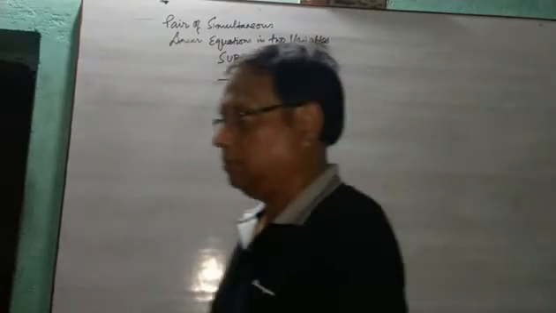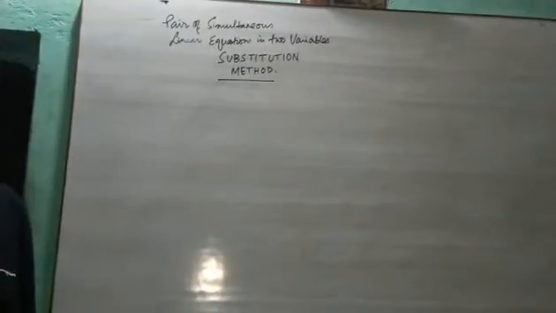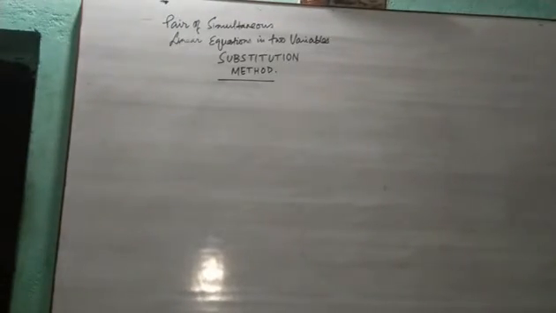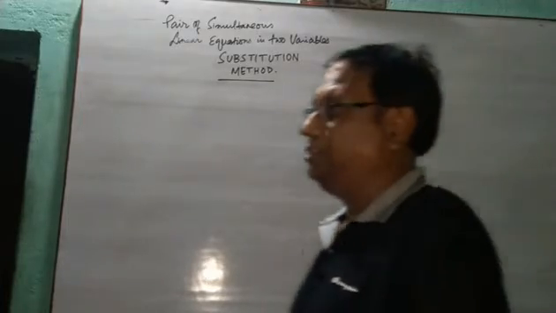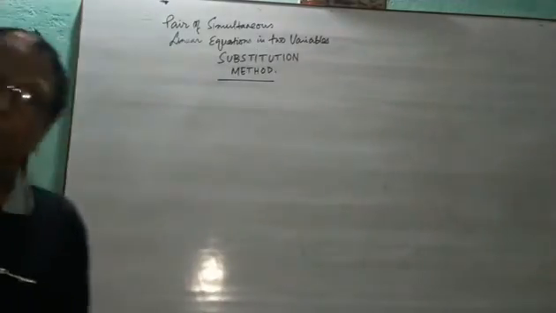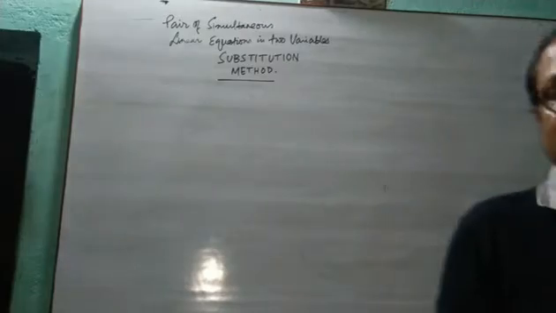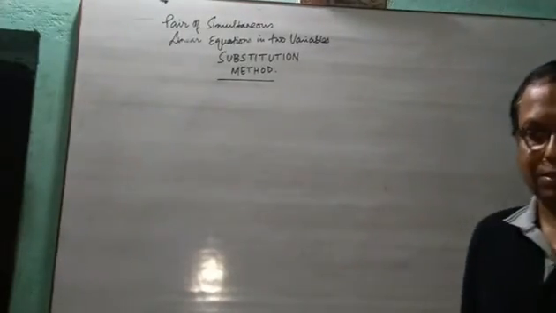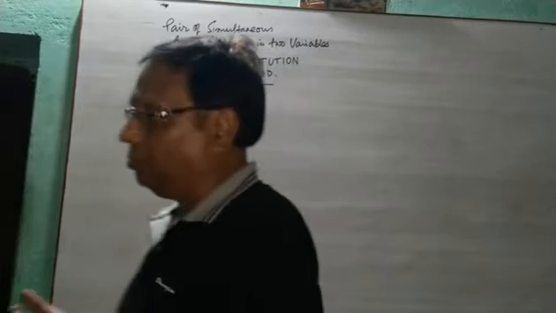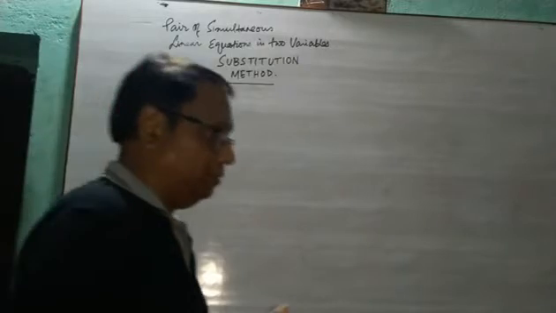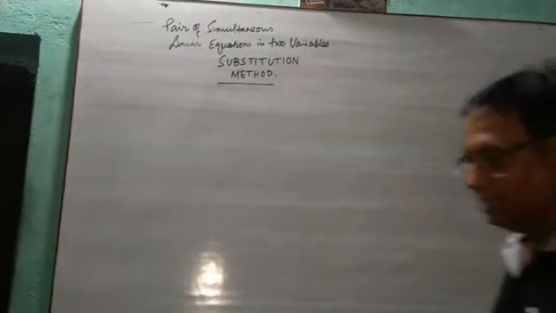Good morning, students. Today we will see the algebraic method of solving pair of linear equations in two variables. Students, we have seen how to solve a given pair of linear equations in two variables by graphical method. Then we have also gone through the solvability of the linear equations in two variables in our last class. Today we are starting the algebraic method.